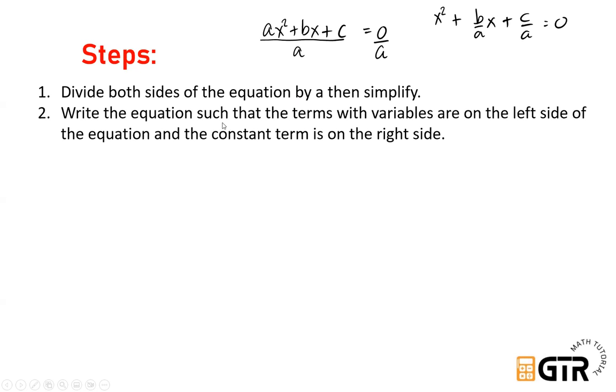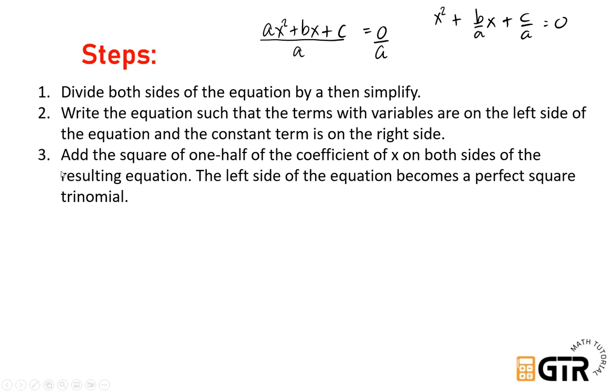So, step number 2, write the equation such that the terms with variables are on the left side. Yung terms na may variable, ito yon, x squared plus b over ax, and then the constant term is on the right side. So, itong c over a, ilalagay natin sa kabilang side. Okay, so magiging negative siya. Kung positive dito, lagay lang natin sa kabila yan.